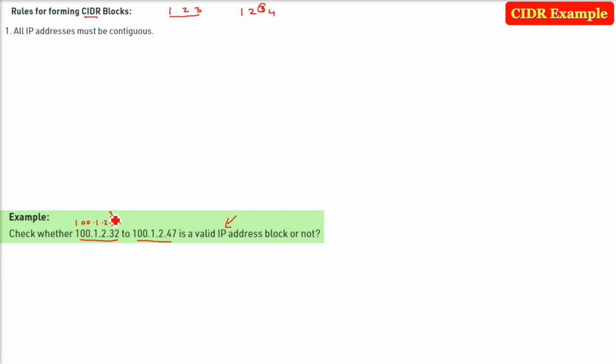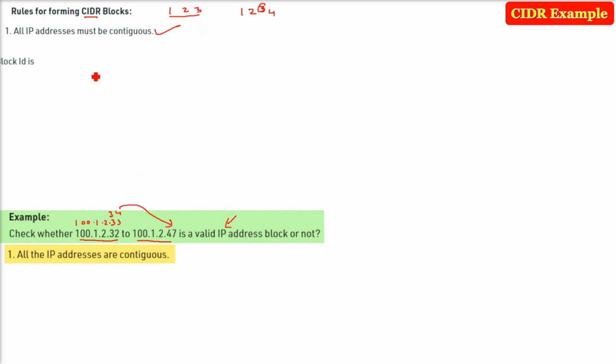100.1.2.33, then 34, 35, 36, 37, 38 till 47. So these are all contiguous. The first rule is true here. All the IP addresses are contiguous here. So the first thing is contiguity. This is the first rule for CIDR.